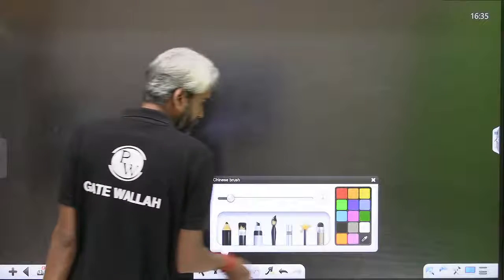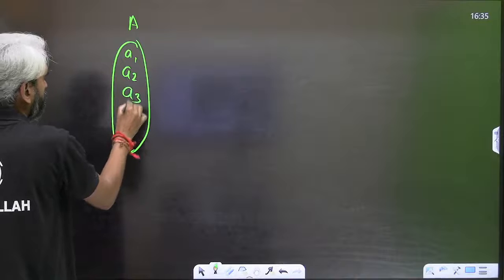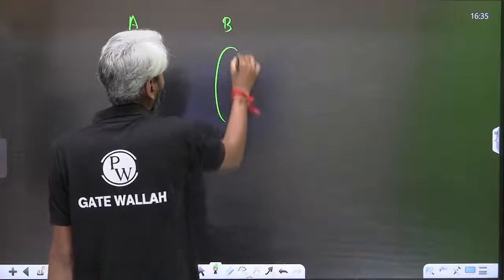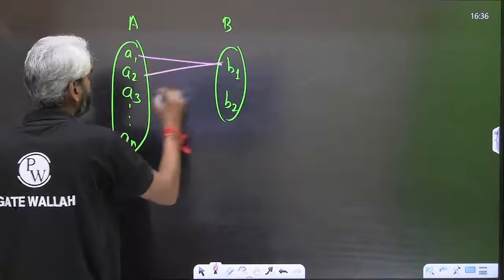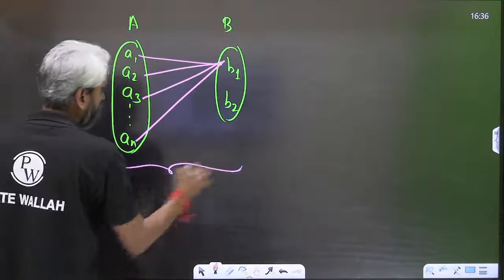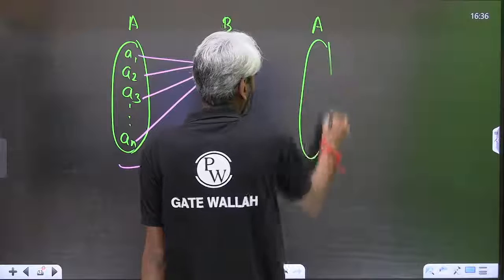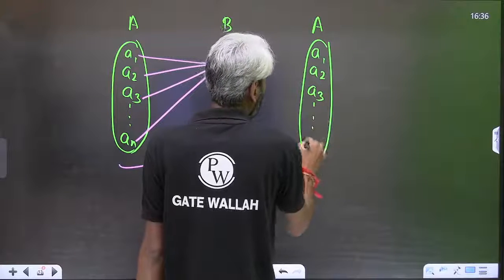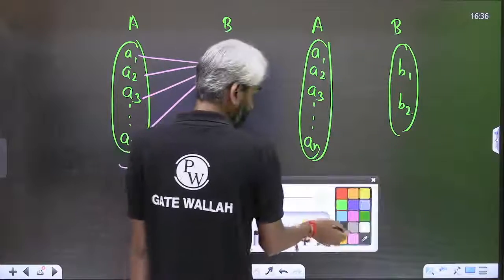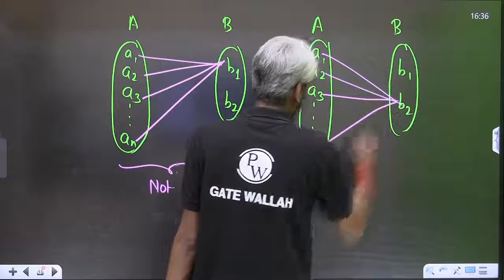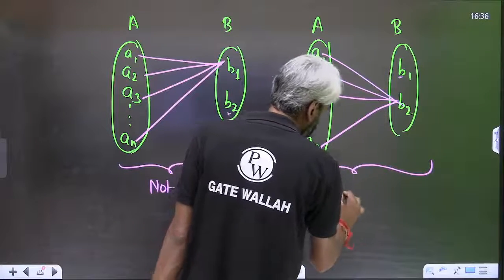Why does this become so tricky to understand? But let's assume that there are n elements in set A, and in set B there are only two elements, B1 and B2. Now please try to understand, if all these elements of set A map to element B1 of set B, then it is not onto. Similarly, if all the elements of set A map to element B2 of set B, then also the function is not onto. Clear? In this case it is not onto because B2 is not mapped by any element of the domain. This is not onto because B1 is not mapped by any element of the domain.